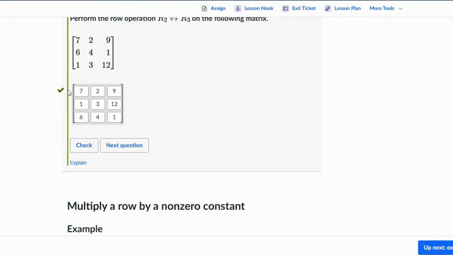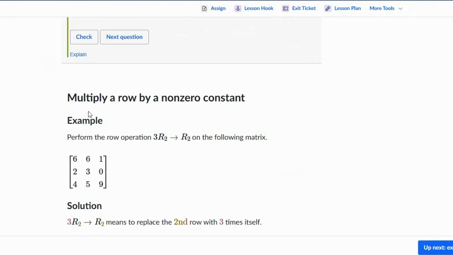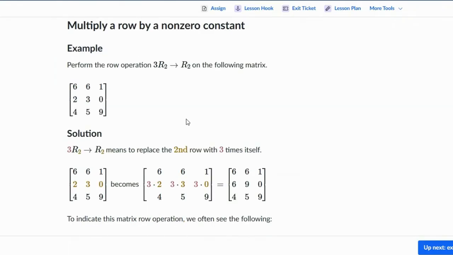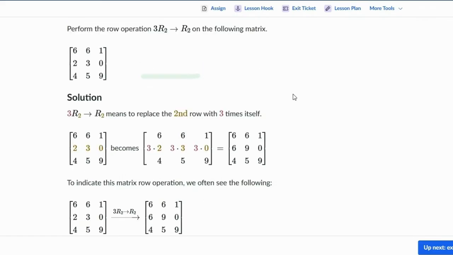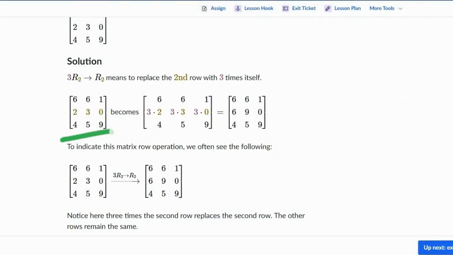Perfect. Let's look at multiplying a row by a non-zero constant. This is how you would see that in the problem. 3 times row 2 becomes the new row 2. So replace row 2 with 3 times row 2. What they do is they say, here's the original, here's what the original row 2 was. We're going to multiply 3 times every element, and it becomes 6, 9, 0. That's 3 times row 2 replaces the second row. And again, they may put it in between there to explain why this matrix changed and became this matrix.